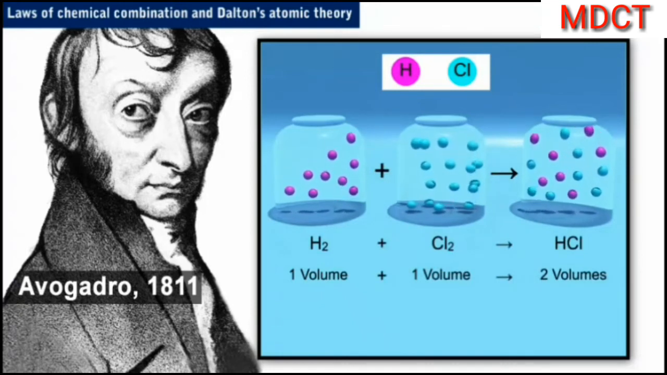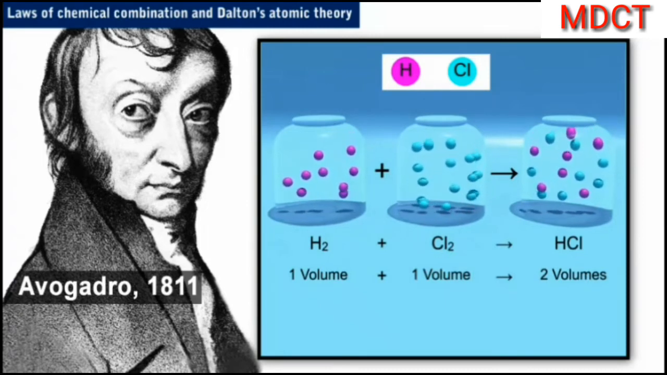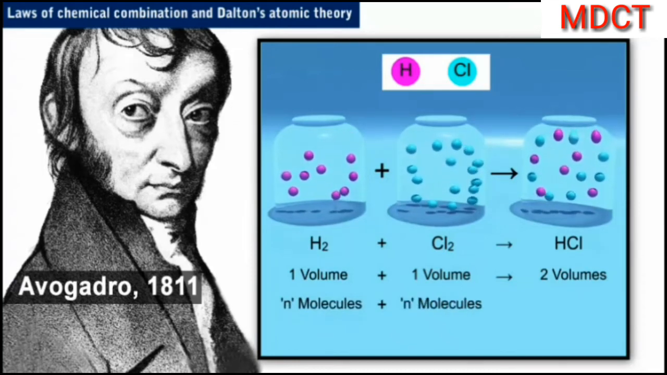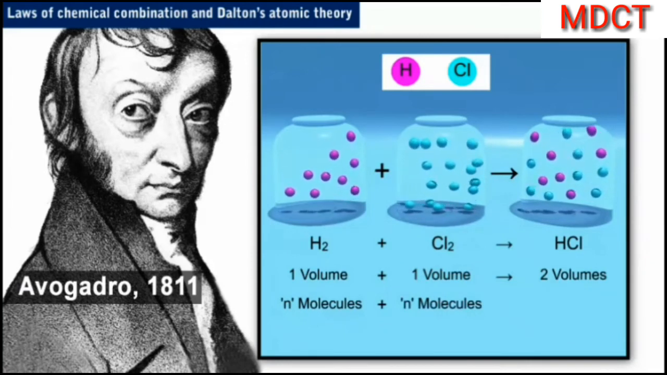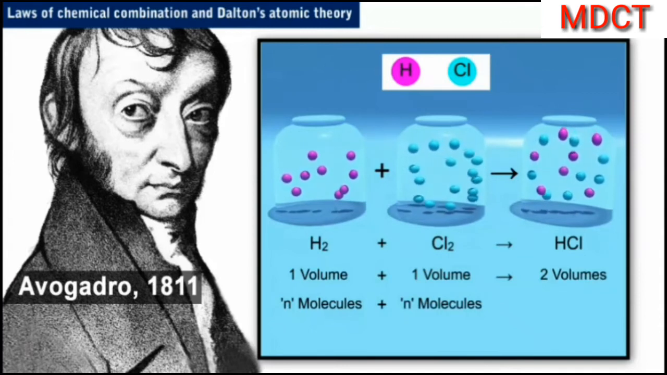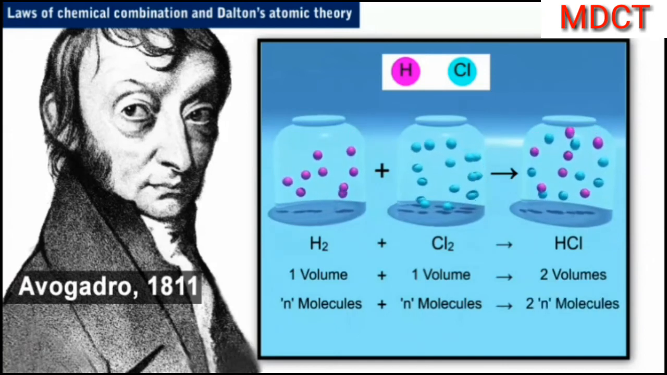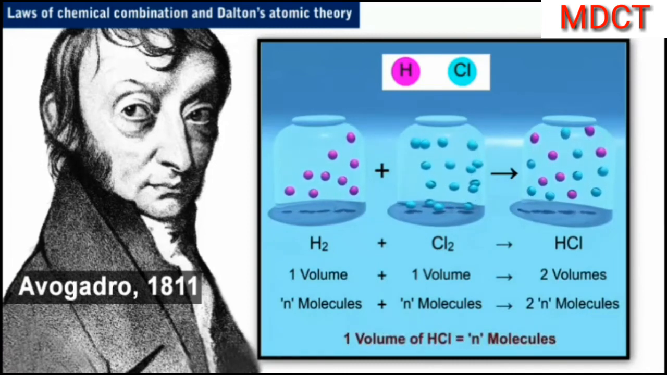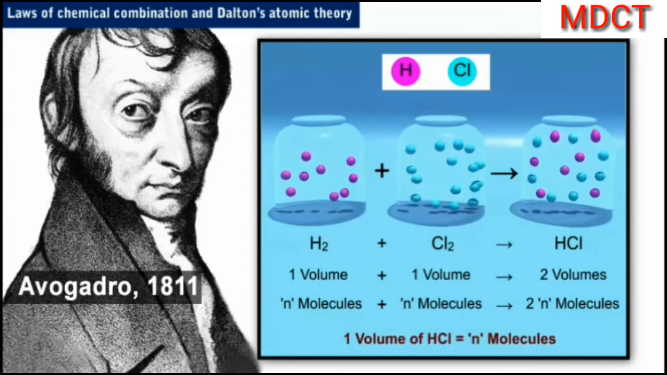For this to be true, it would mean that the number of molecules in 1 volume of hydrogen, N, will be equal to the number of molecules in 1 volume of chlorine, N. During the reaction, they will form 2 volumes of hydrogen chloride gas, which will contain N plus N, that is 2N number of molecules, which means that the number of molecules in 1 volume of hydrogen chloride is equal to N, thus proving Avogadro's law.